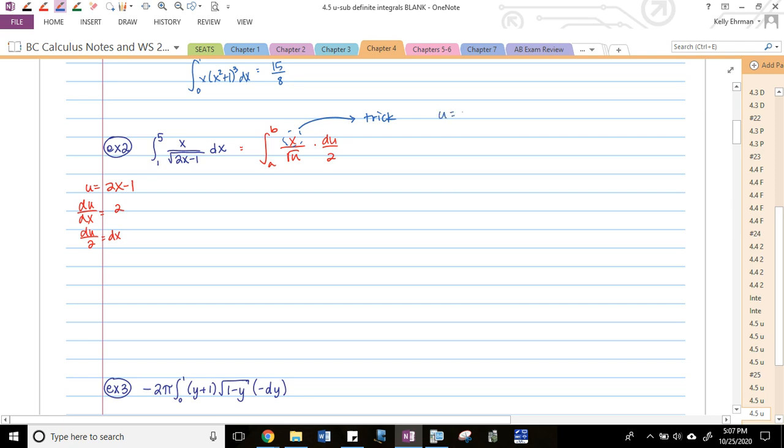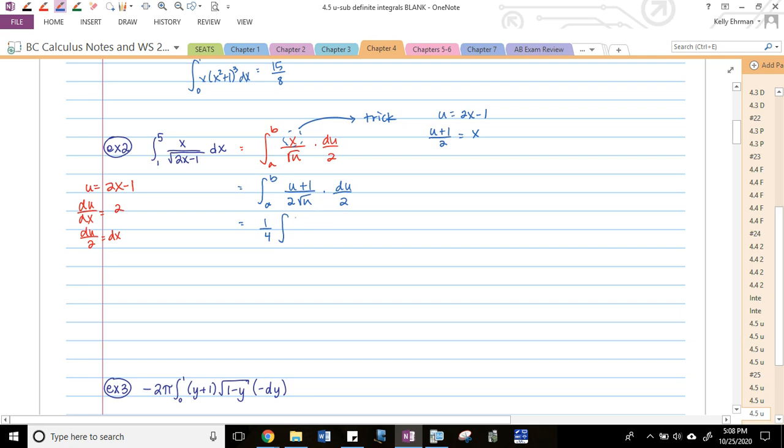So if u equals 2x minus 1, then (u plus 1) divided by 2 must equal x. I can sub that in for that x right there. So I've got (u plus 1) divided by 2 and divided by square root of u, times du over 2. We've got a 2 times 2 down here. Why don't we go ahead and pull out a 1/4?